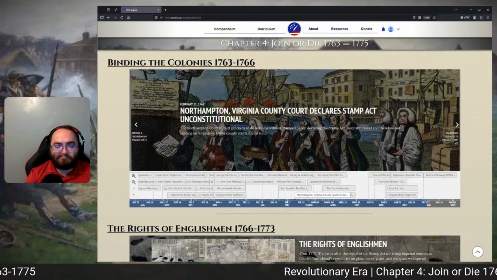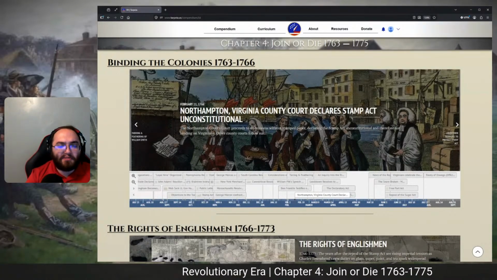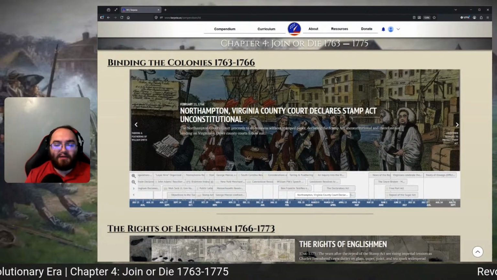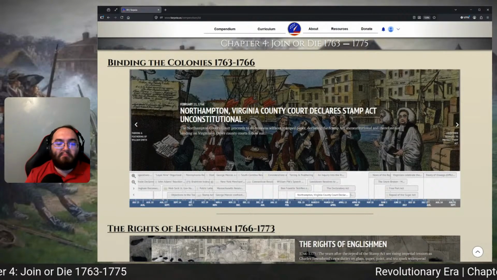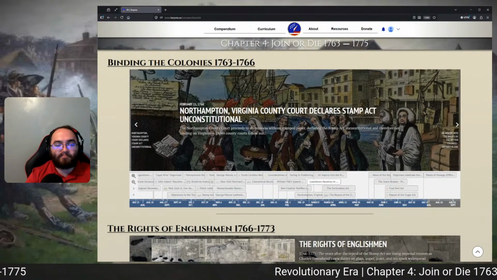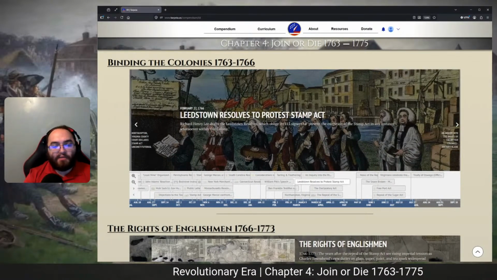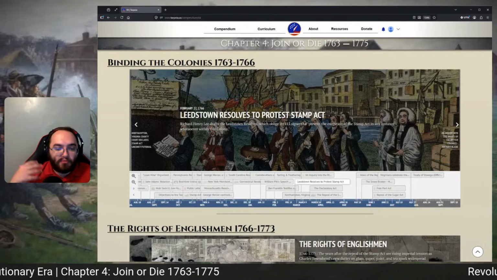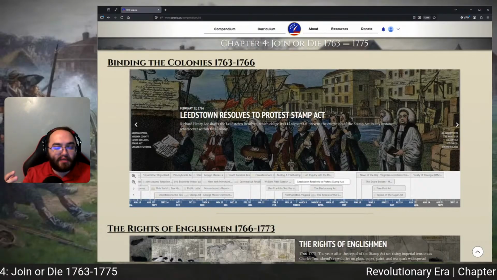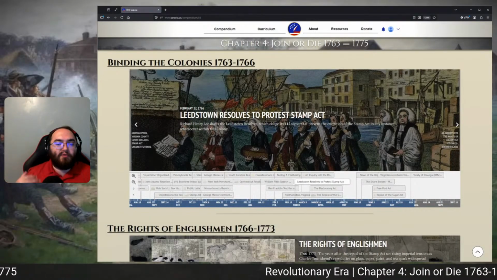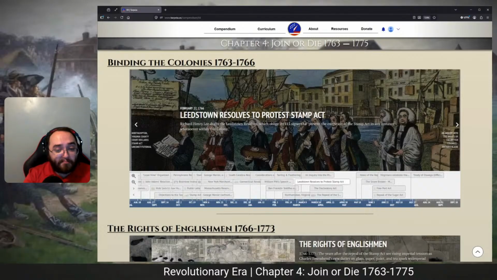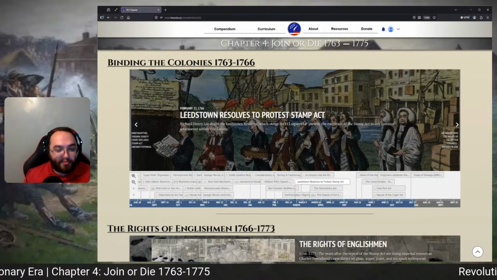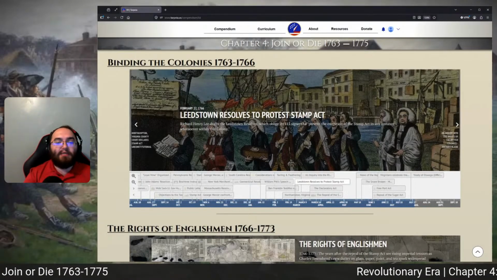But at least for here, Northampton County Court proceeds to do business without stamped paper, declaring the Stamp Act unconstitutional and therefore not binding on Virginians. Leadtown resolves to protest the Stamp Act. Again, you have local engagement, local protest, local demonstrations of not enforcing the law, which will contribute to the American Revolution and the War for Independence.